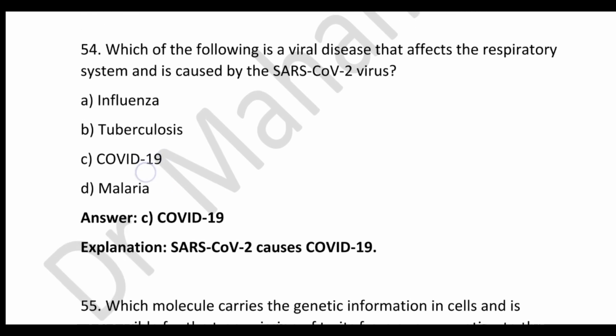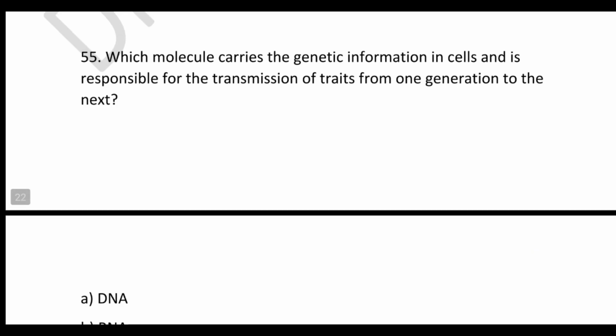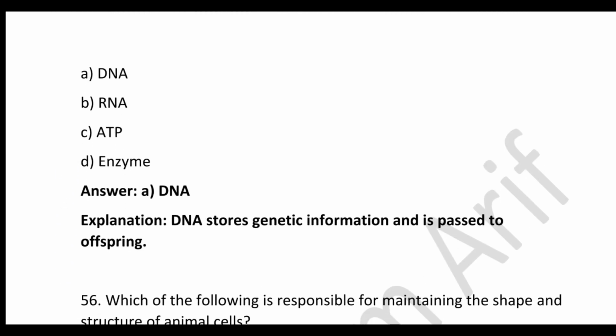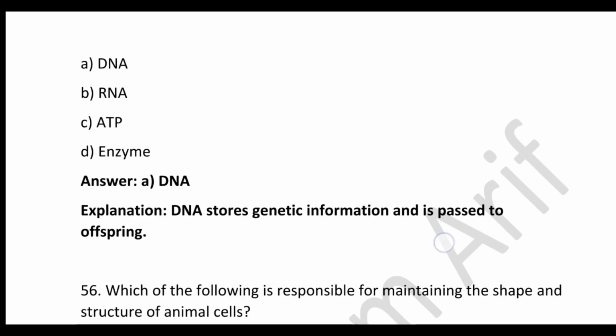Which of the following is a viral disease that affects the respiratory system and is caused by SARS-CoV-2 virus? So correct answer is option C, that is COVID-19. Which molecule carries the genetic information in cells and is responsible for the transmission of traits from one generation to the next? Correct answer is option A, that is DNA. Because DNA stores your genetic information and is passed to the offspring.